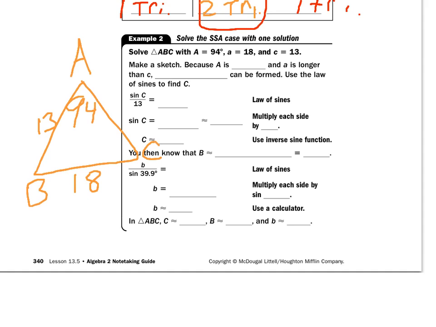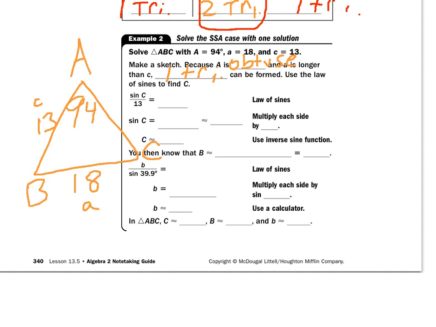Because A is obtuse, and A is longer than C, you're in that scenario where you have one triangle. Remember, this is little a and this is little c over here. Alright, so we're going to use the law of sines.